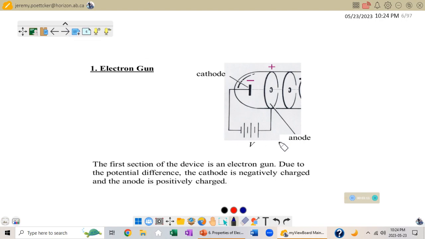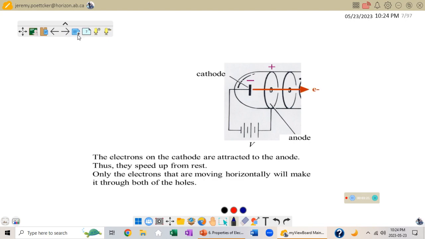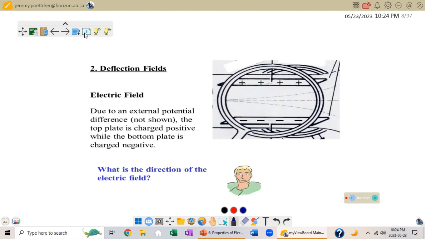So electron gun, there's a potential difference. Cathode becomes negatively charged, anode becomes positively charged. Electrons on the cathode are attracted to the anode. This should be review, actually. Basically, this is like an electric field with parallel plates. Thus, these electrons at the cathode speed up from rest. And if they are moving directly horizontally, they'll actually only then and only then go through both the first hole in the anode and then the second hole also in this next disc. And that allows us, like I said before, to get this nice straight beam of electrons.